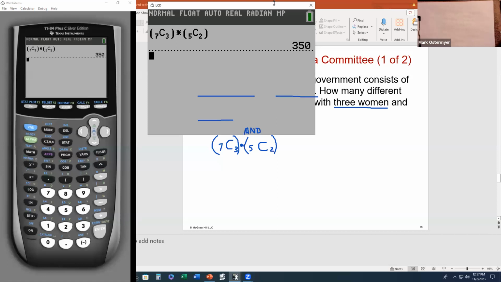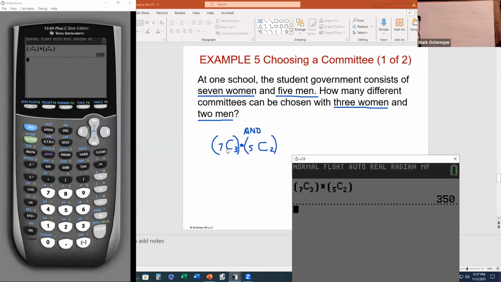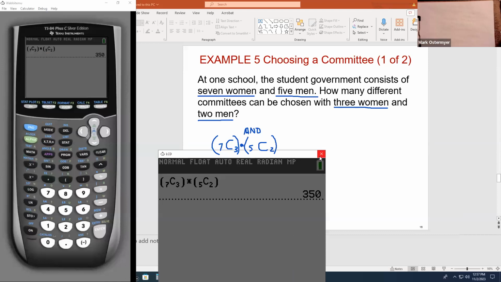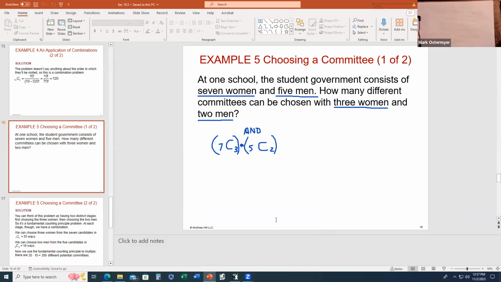Notice, not only did we have to use our combination function, but in an overall sense, ladies and gentlemen, we used our what? Fundamental principle of counting. Because there are 7 in combination with 3 different ways of forming a committee of 3 women, and there are 5 in combination with 2 different ways of forming a committee of 2 men. That's why we multiplied these 2 different enumerations together. We're using the fundamental principle of counting along with our combinations. So we're using a combination of rules we've learned here so far.